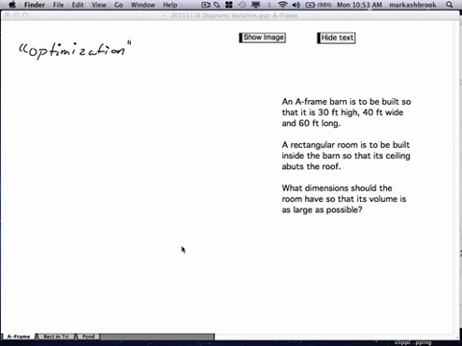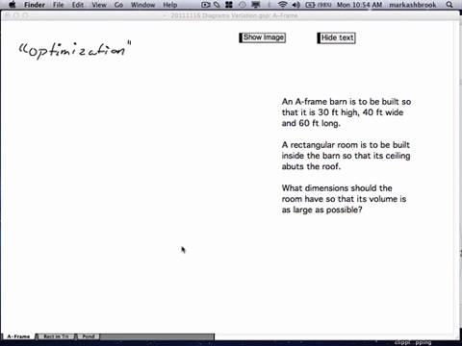process means in general. Okay, so this says an A-frame barn is to be built so that it's 30 feet high, 40 feet wide, and 60 feet long. A rectangular room is to be built inside the barn so that its ceiling abuts the roof. What dimensions should the room have so that its volume is as large as possible? Okay, so I'm just going to open this up and see if we can do this together.